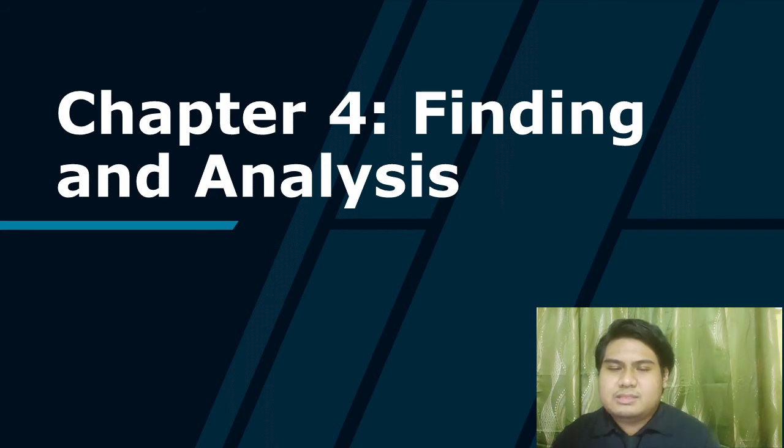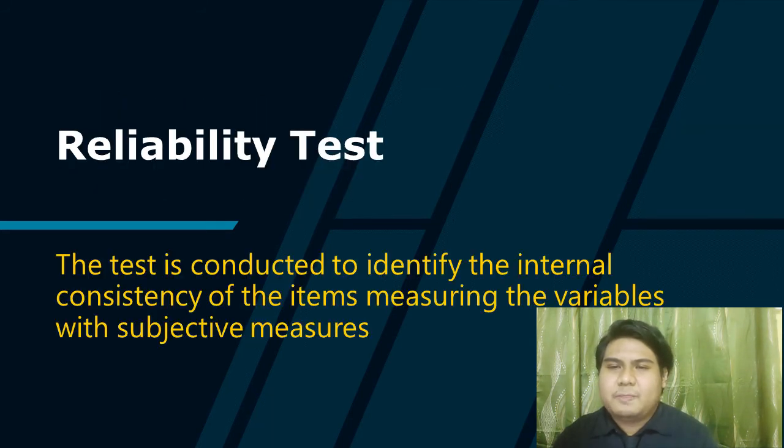We go to the next slide, which is the reliability test. It is used to identify the internal consistency of the items measuring the variables with subjective measures. The dependent variable is student acceptance towards online class during pandemic COVID-19. The Cronbach alpha value is 0.799, which is an acceptable level of internal consistency. Therefore, the items used to measure the variable are considered reliable.